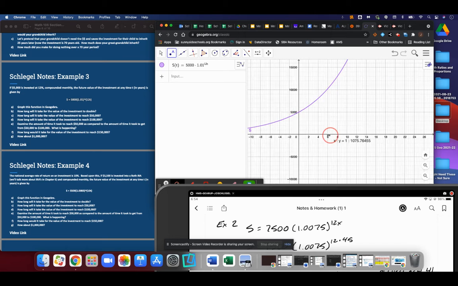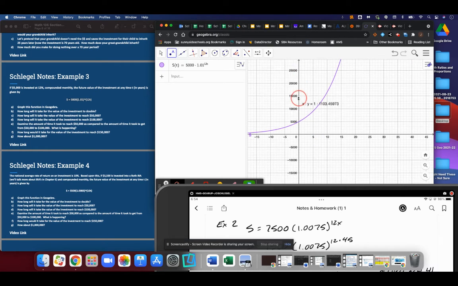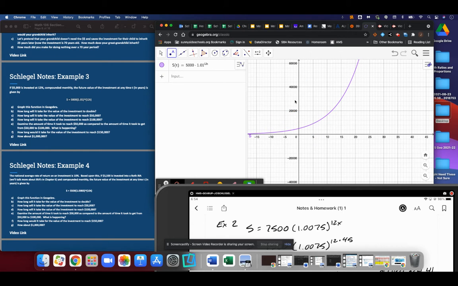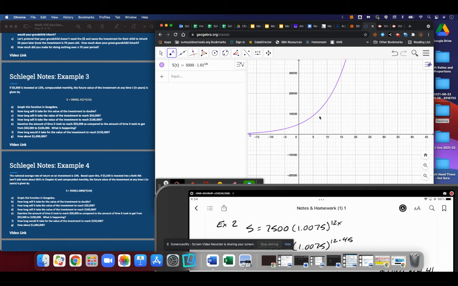And then we will pull over until we kind of get a picture of what seems like it's going to be what we want. So our question is, how long will it take for the value of this investment to double, which is to reach $10,000? And so I can estimate it here on GeoGebra. It looks like that will take about 6 years.